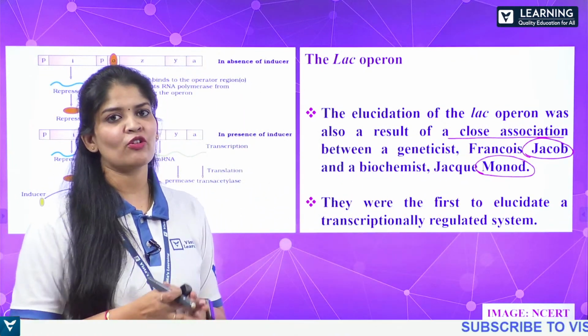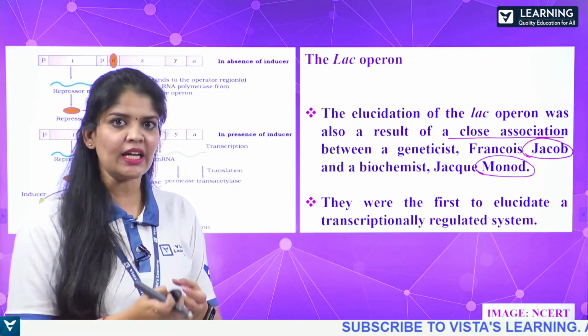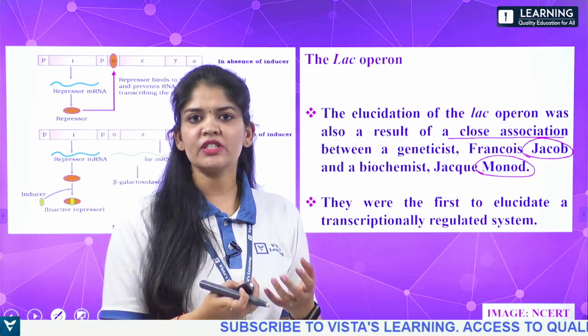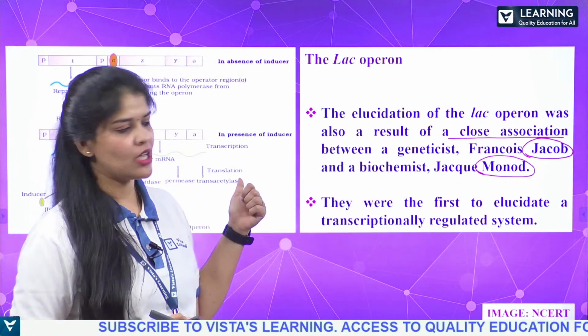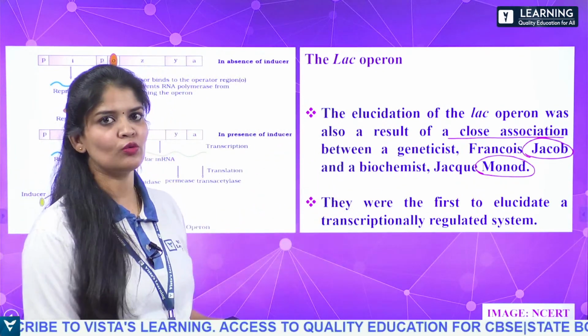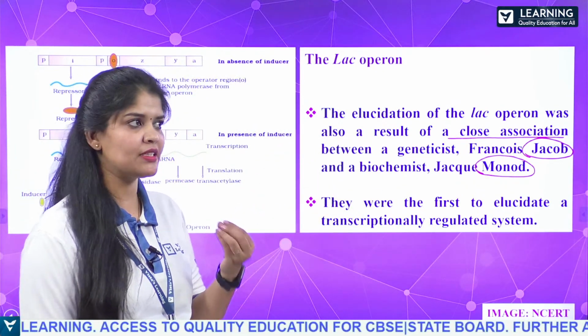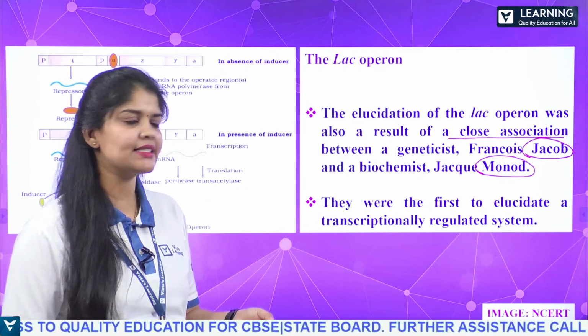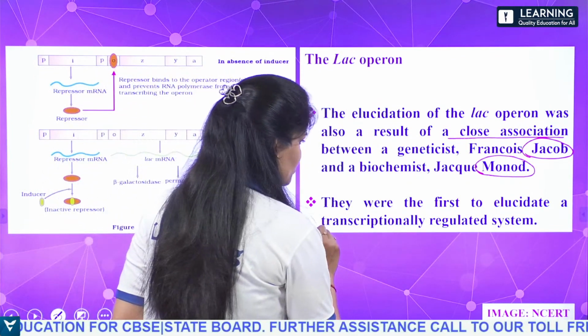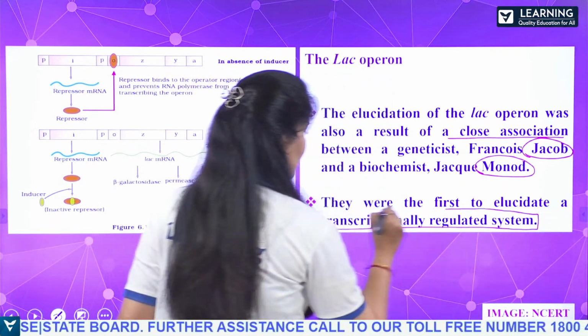Jacob and Monod are the pair of scientists who worked hard to explain the operon concept, to explain the lac operon. They were the first to make this difficult concept easy to understand, to elucidate a transcriptionally regulated system.